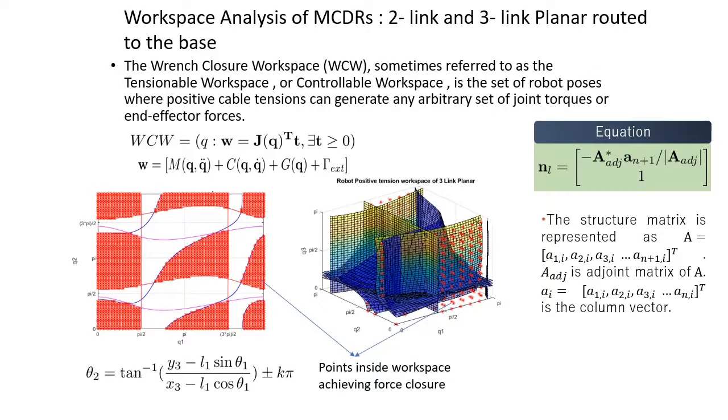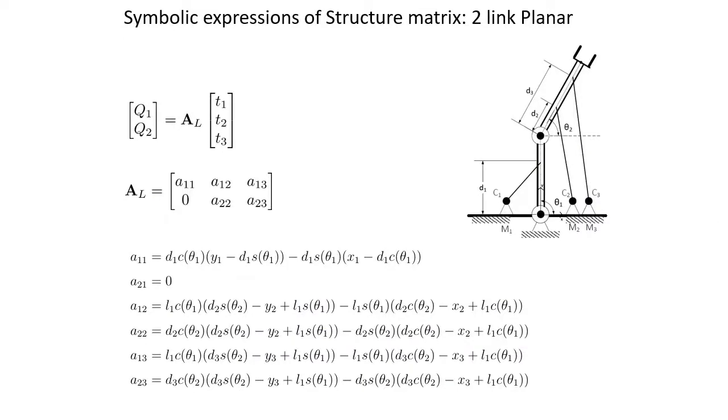The wrench closure workspace is defined as a set of poses in which the manipulator can sustain any arbitrary external wrench. The WCW can be calculated by inspecting the null space of the cable structure matrix or using the hyperplane shifting method. Here we use the null space method to extract the tensionable surface boundaries and evaluate the wrench closure workspace. The symbolic expressions of the structure matrix for 2-link planar and 3-link planar MCDR are presented.